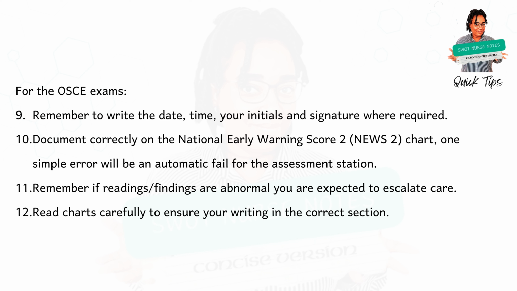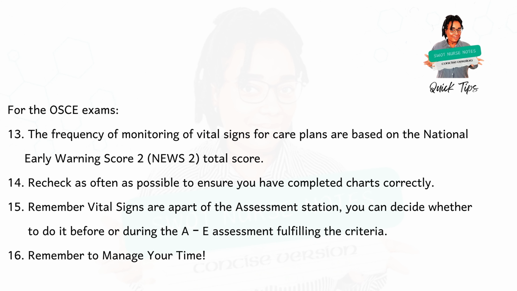One simple error will be an automatic fail for the assessment station. Remember, if readings or findings are abnormal, you are expected to escalate care. Read charts carefully to ensure you're writing in the correct section. The frequency of monitoring of vital signs for care plans are based on the National Early Warning Score 2 total score. Recheck as often as possible to ensure you have completed charts correctly.